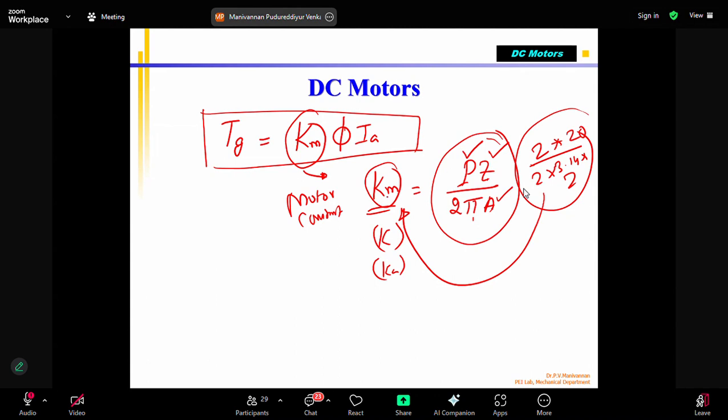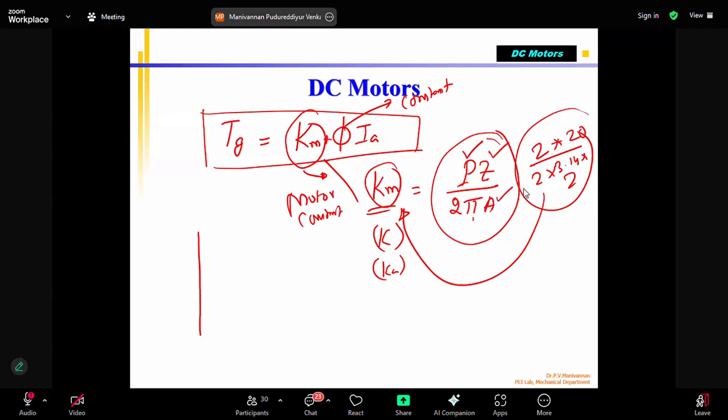From this, you get Km and substitute this value here, multiplied by the magnetic flux, the field flux, multiplied by the armature current. So from that you can calculate. If I draw the torque versus current, what does it mean? This phi also will be constant many times. I told you why it is constant in a shunt motor.